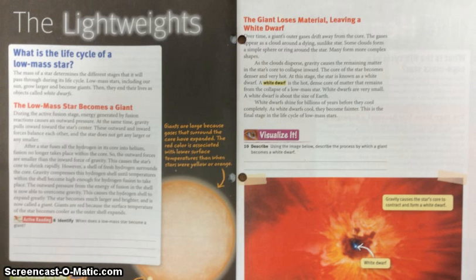During the active fusion stage, energy generated by fusion reactions causes an outward pressure. At the same time, gravity pulls inward towards the star's center. Those are the two balanced forces that I was talking about in the previous screencast. These outward and inward forces balance each other, and the star does not get any larger or any smaller.